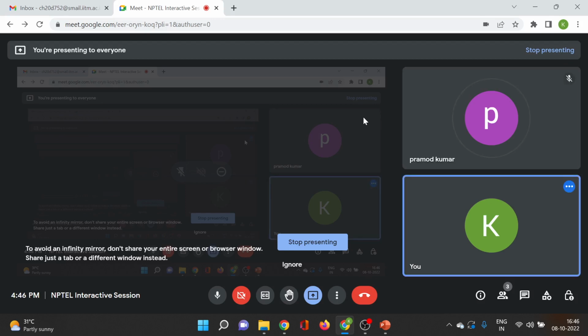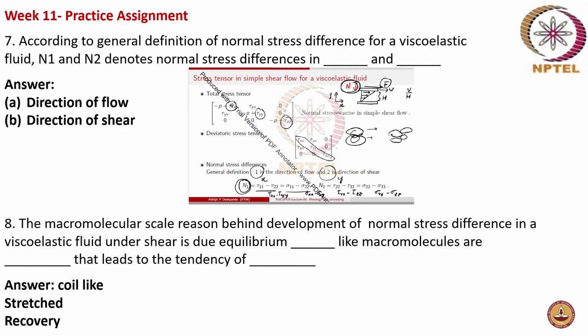So what happens is that once it is stretched due to the shear applied, there is a tendency of the macromolecule to recover back also. And this tendency of recovering back creates normal forces, and that leads to the normal stress difference in case of macromolecules, even for a simple shear flow.